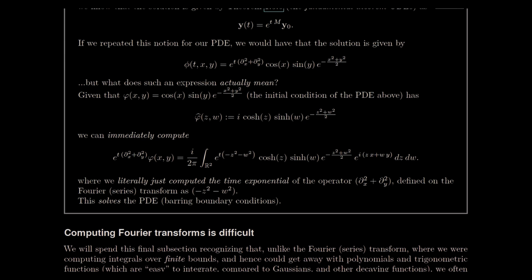Anyway, that's all I've got for today. We're going to actually get into computing these using a Fourier transform table in the next class.